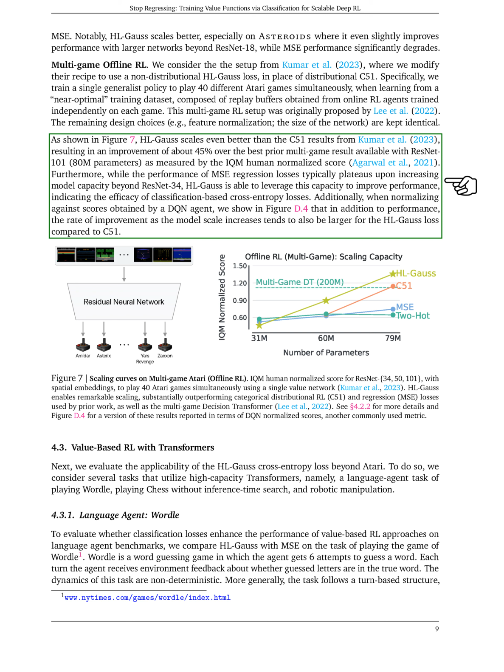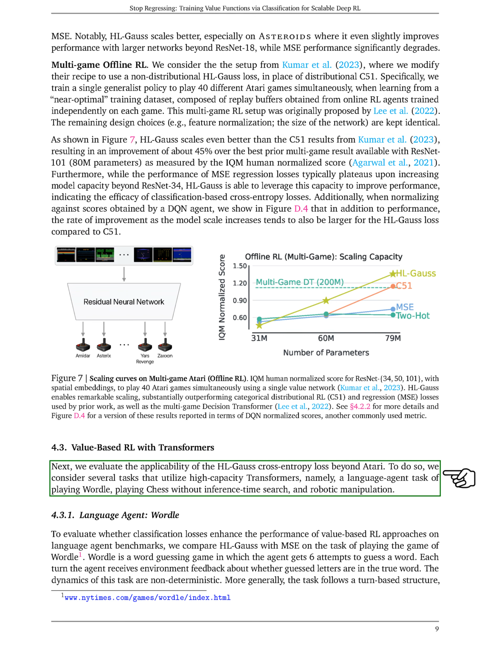Furthermore, while MSE regression losses typically plateau when increasing model capacity beyond ResNet 34, HL-Gauss leverages this capacity to improve performance, highlighting the effectiveness of classification-based cross-entropy losses.